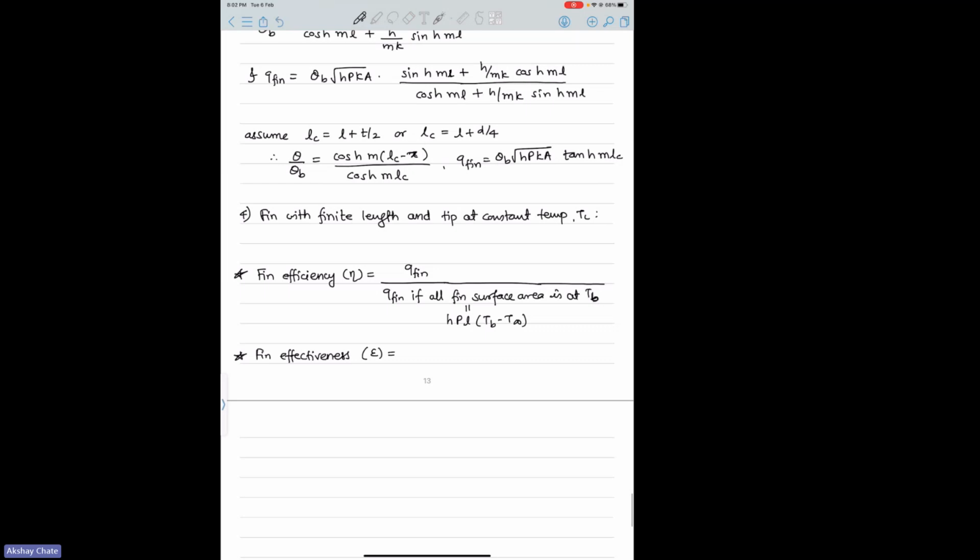Typically, it is written like this: Q fin divided by Q through the base area of the fin. So if there was no fin, there will be some heat transfer through that area, and this ratio should be greater than 1. Then only it makes sense to install the fins. Otherwise, why are you installing fins? And the denominator is nothing but hA times (T_b minus T infinity).